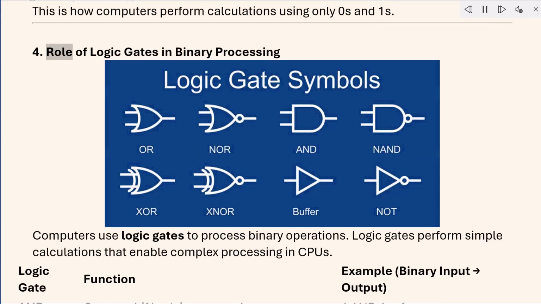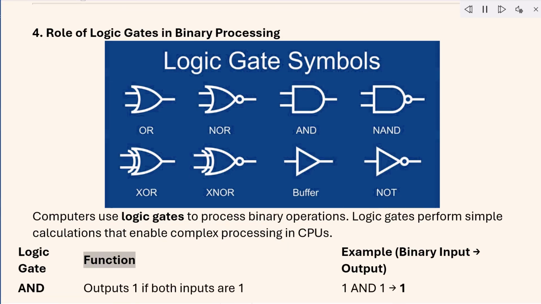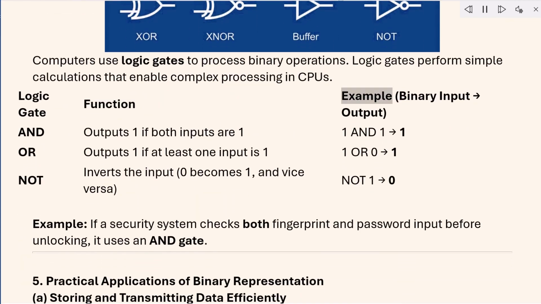4. Role of logic gates in binary processing. Computers use logic gates to process binary operations. Logic gates perform simple calculations that enable complex processing in CPUs. Logic gate, function, example binary input-output. AND outputs 1 if both inputs are 1.